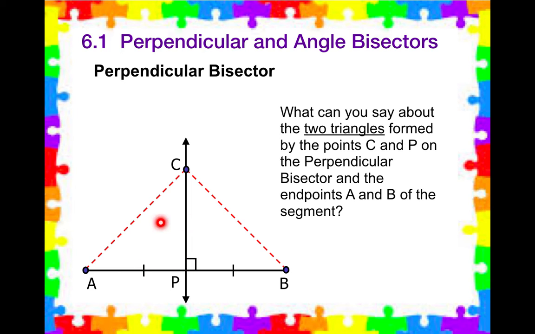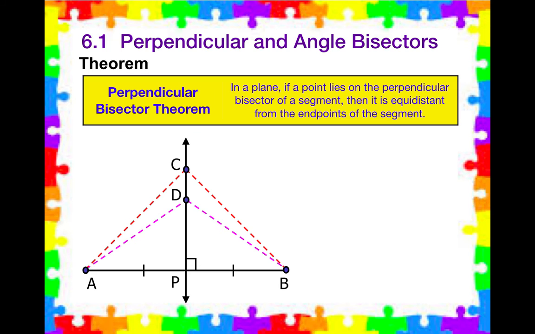That means that these two triangles are congruent, and if they're congruent, then all of their parts are congruent. That means that this side and this side have to be congruent. No matter where we put C, this is always going to be true if C is on the perpendicular bisector. So that leads us to a theorem that says that in a plane, if a point lies on the perpendicular bisector, like C or D in this case, then it's going to be equidistant from the endpoints of the segment. The converse is also true.